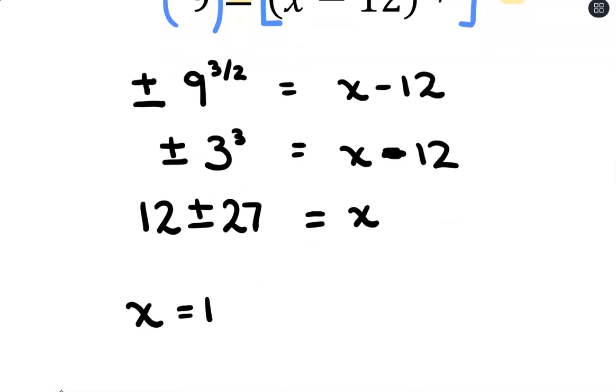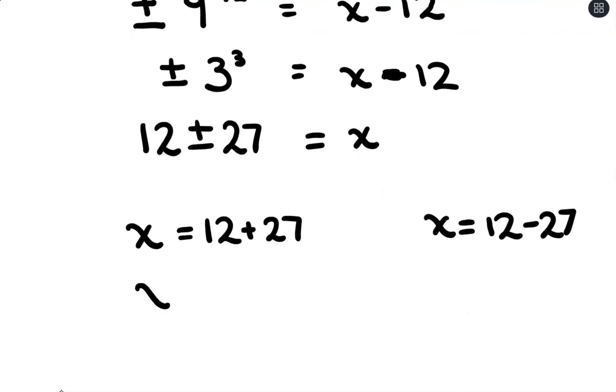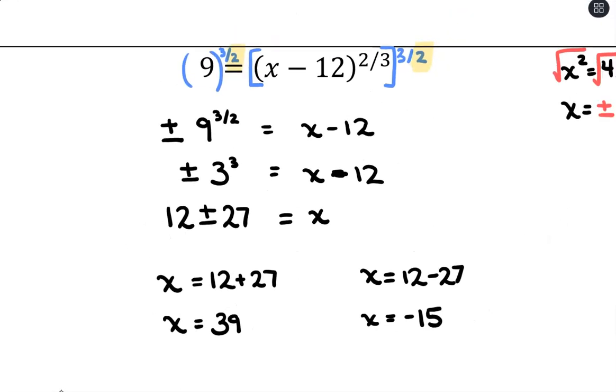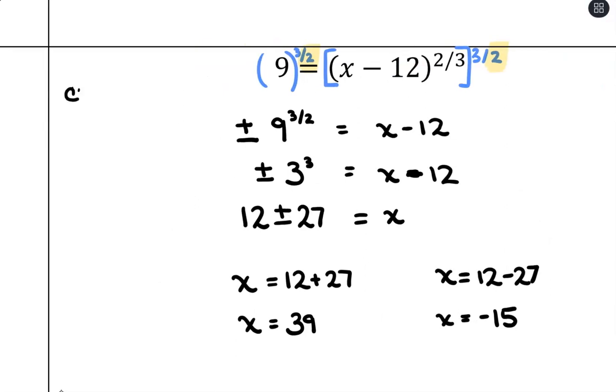So we end up with 2 solutions here, with the addition and the subtraction. Adding them together, we get 39. With the subtraction, we're going to get a negative 15. And what we would want to do is check these answers to make sure we didn't get any extraneous solutions. Especially with these ones where we get 2 solutions, we want to make sure that they both truly work.